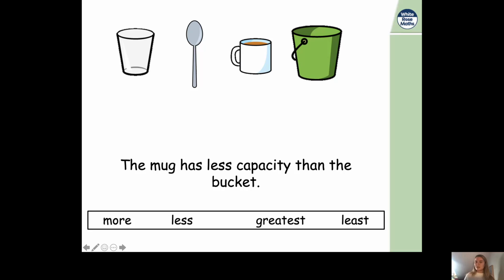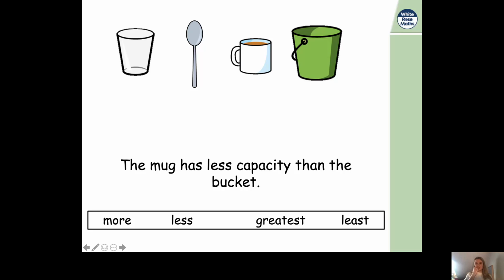So now it is your turn. We've used more and we've used less, so now I'd like you to use greatest and least. Can you create 2 sentences using the words greatest and least? Pause the video now and have a go.